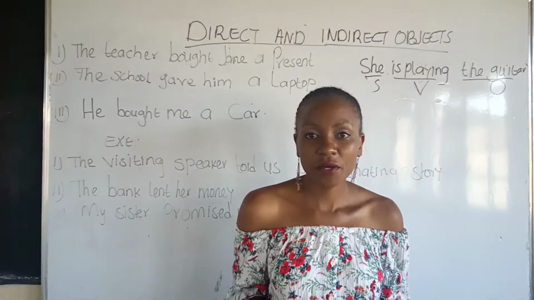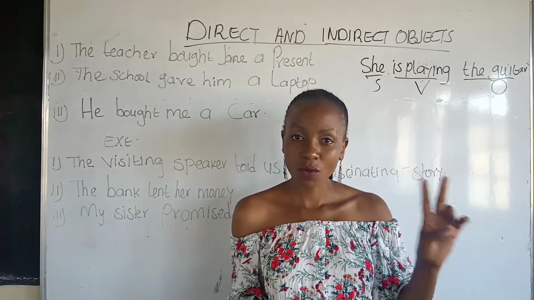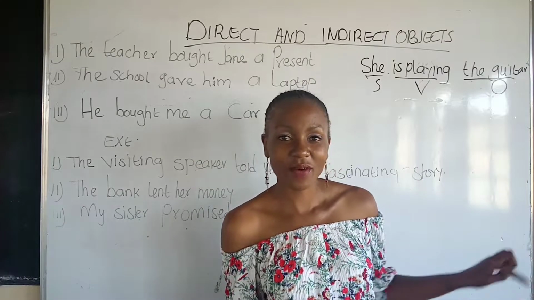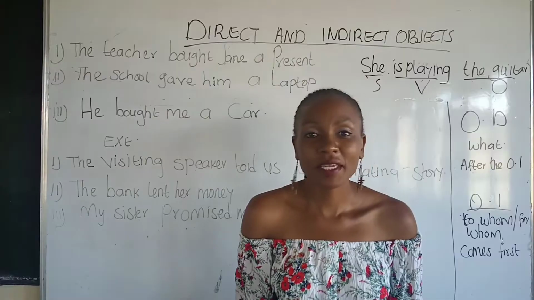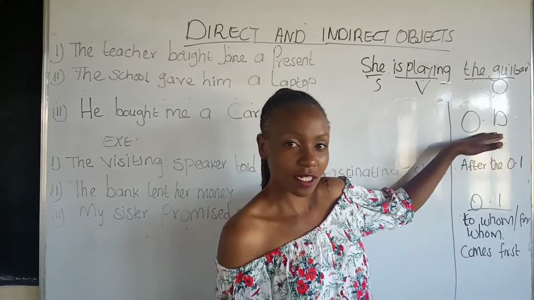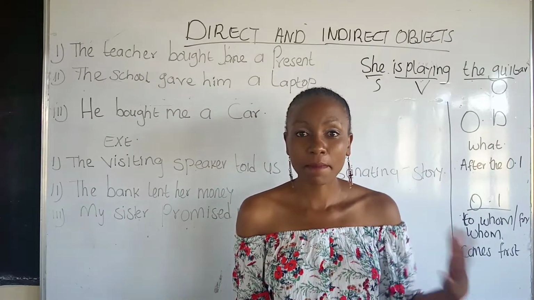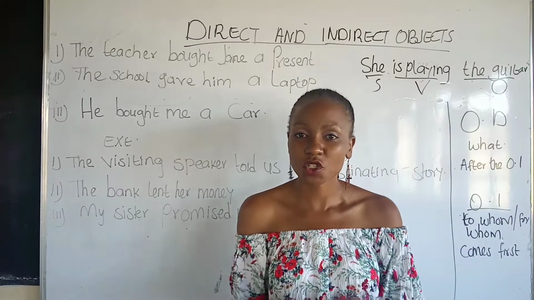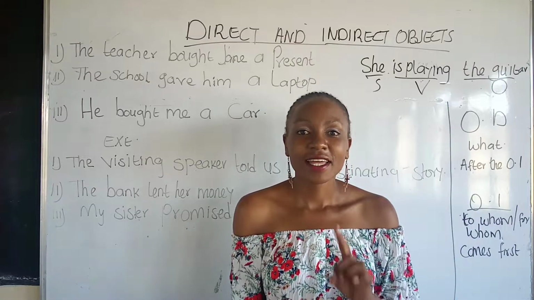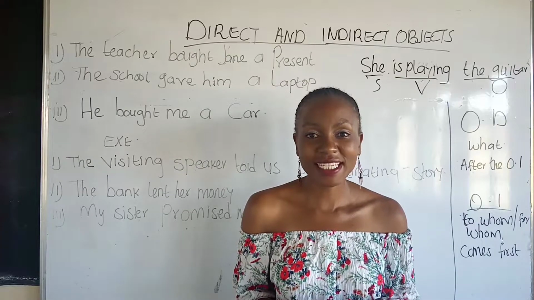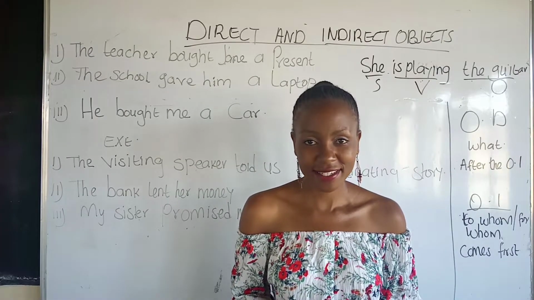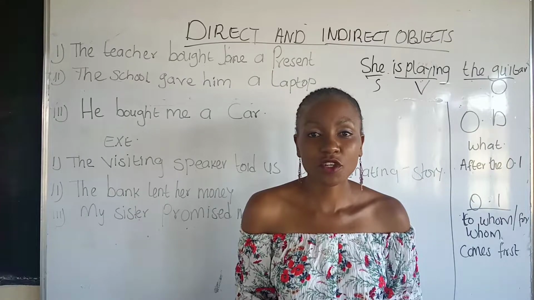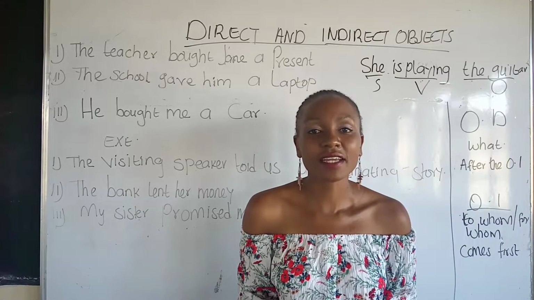In the case where we have two objects, one is direct and the other one is indirect object. We're beginning with the direct object. The direct object is a person, a thing, or an animal that receives the action directly. That is one. Number two, it answers the question, what? Lastly, the direct object comes after the indirect object.